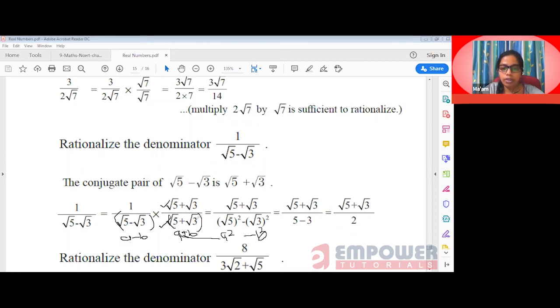So the answer of this will be 1 into root 5 plus root 3, which remains as it is, and the denominator will be the square of this, 5 minus 3. So this will become root 5 plus root 3 upon 2. So you have rationalized your denominator from this to this. So this is how you have to rationalize your denominator. We will see the next example.